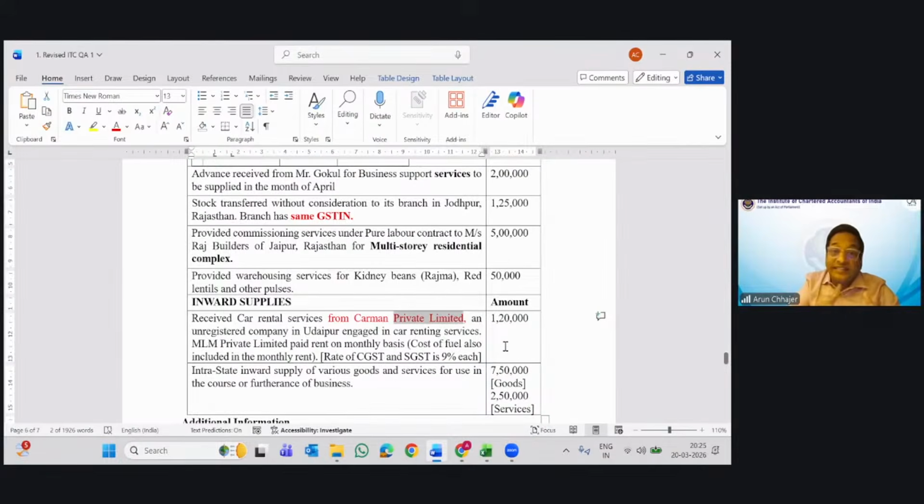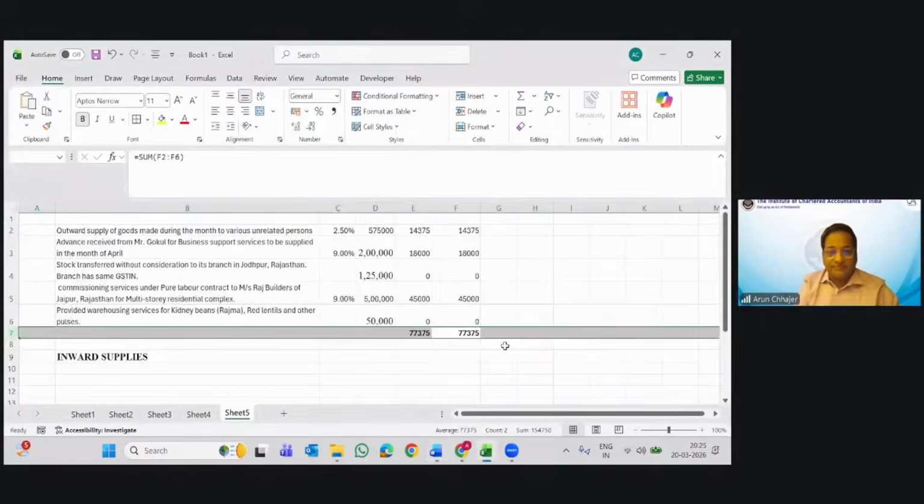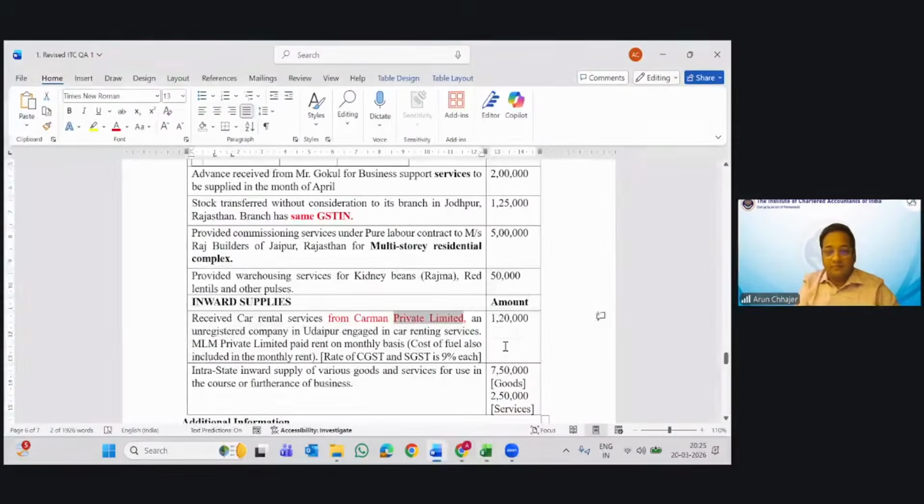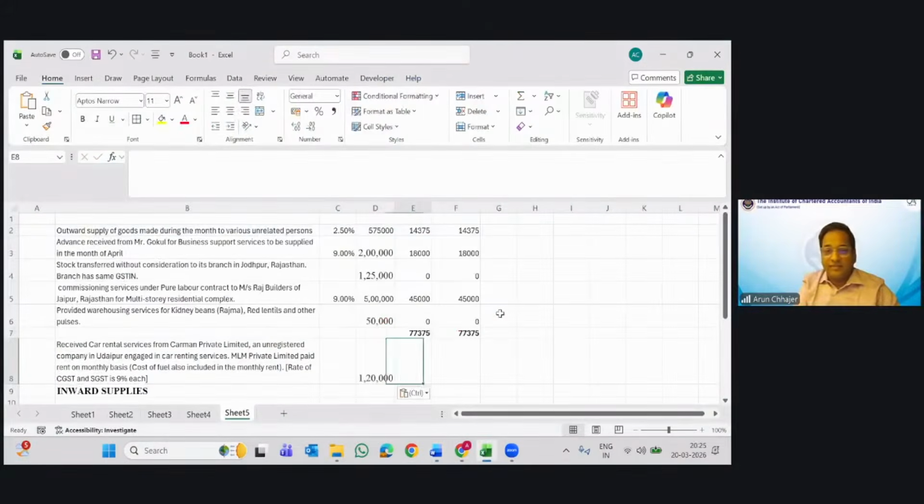So what is the condition for applicability of RCM? The supplier should be other than body corporate. And यहाँ पर supplier कौन है? Body corporate है. Whether it is unregistered, doesn't matter. All the conditions have to be satisfied because here the supplier is not other than body corporate. He is the body corporate. No RCM. Clear हो रहा है या नहीं हो रहा है? Is it clear or not?